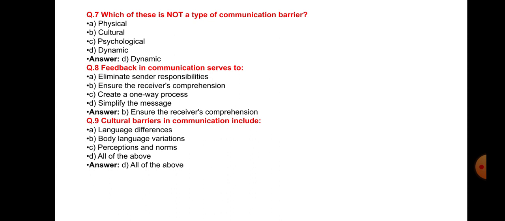Feedback in communication serves to eliminate sender responsibilities, ensure the receiver's comprehension, create a one-way process, simplify the message. So the right answer is ensure the receiver's comprehension. Cultural barriers in communication include language differences, body language variations, perceptions and norms, all of the above. So the right answer is all of the above.